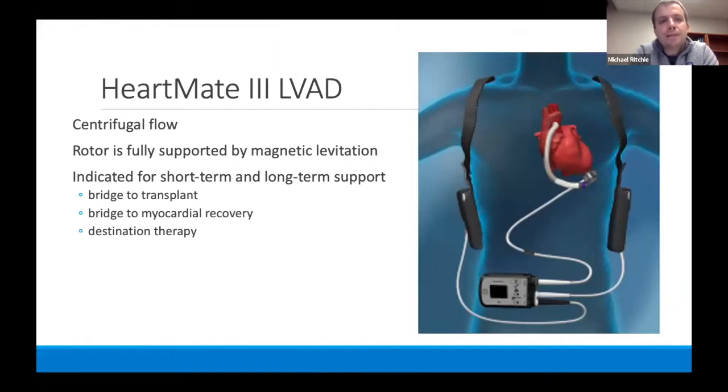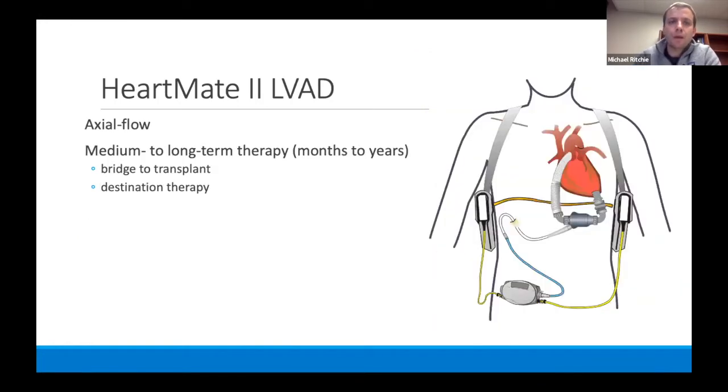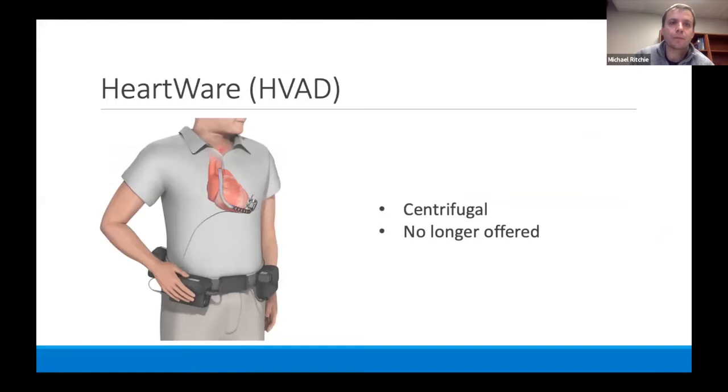HeartMate 3 is the main one that's being put in right now. It is centrifugal. It has magnetic levitation, and it's supposed to be smaller and have less hemolysis, and right now it is the only one that's being put in. And it can be for short-term or long-term support. The HeartMate 2 is axial flow. It's not being put in as much just because they've now gone to the next generation with HeartMate 3, but it is used for longer-term therapy, and you will see it out there.